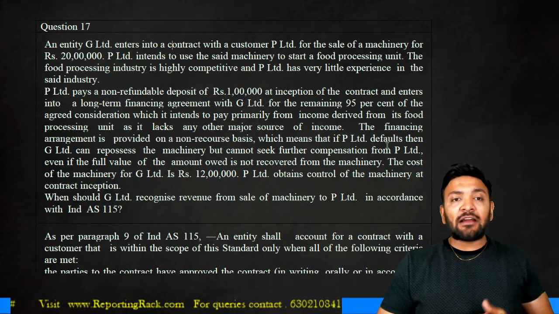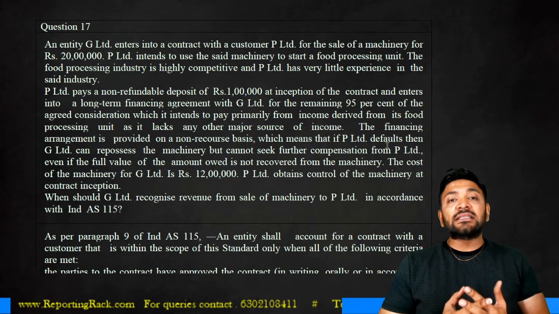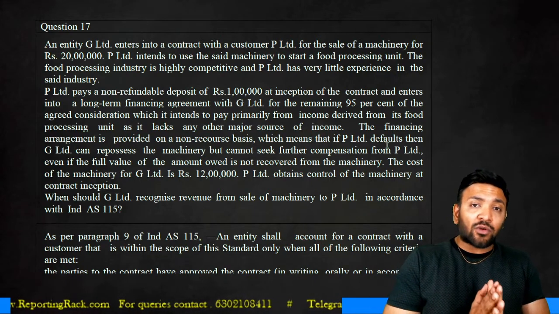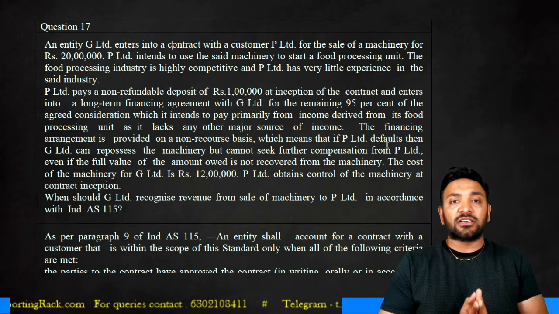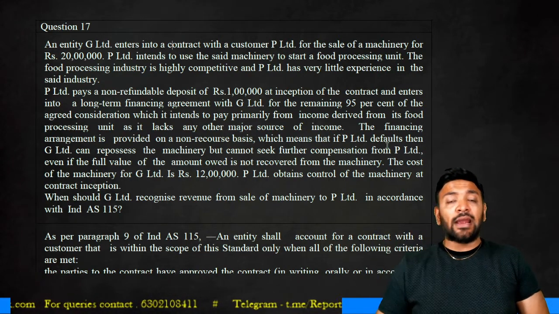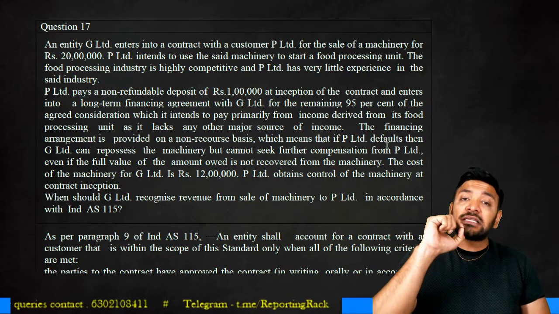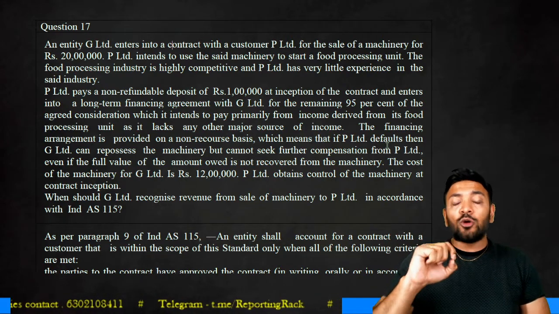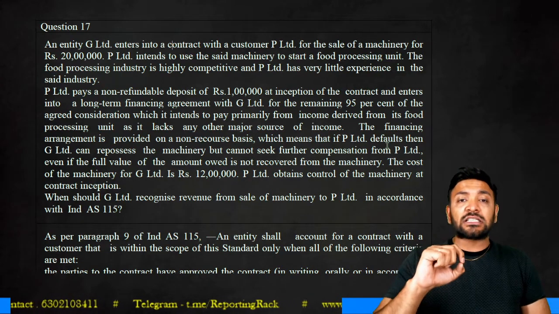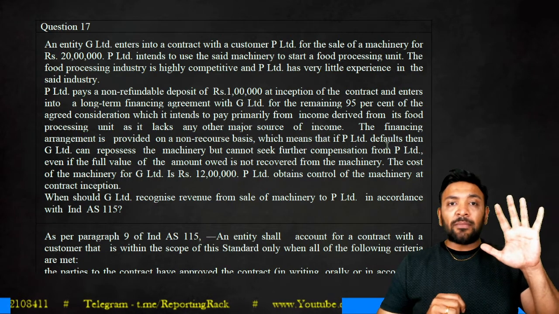The first paragraph that I will test as far as recognizing revenue is, should I consider this particular contract as a contract with customers? So first of all, when I use the heading of IND-AS 115, revenue from contract with customer, there are certain parameters to be met to be called as a contract with customer within the subject of IND-AS 115. There are 5 parameters to be met.